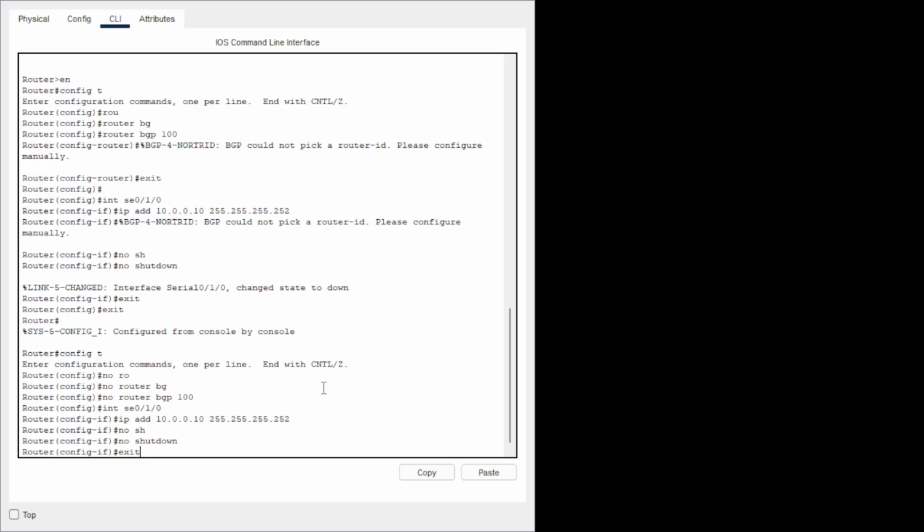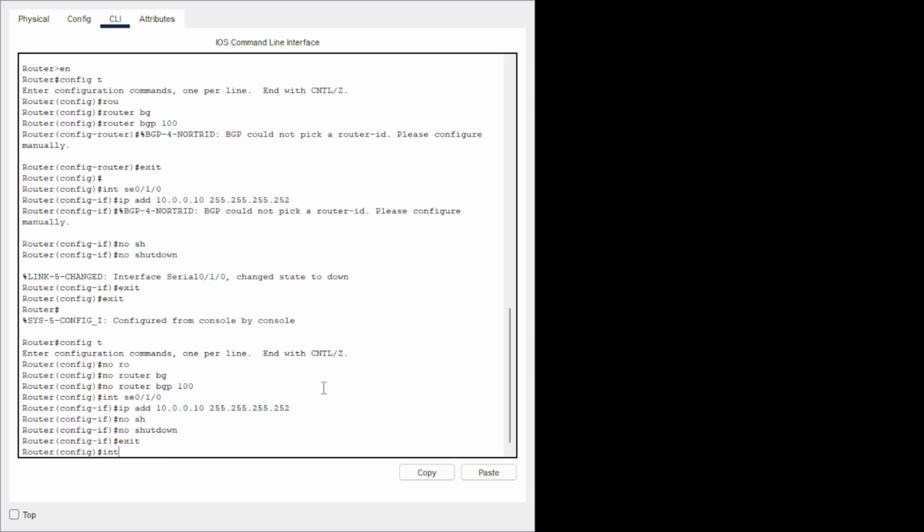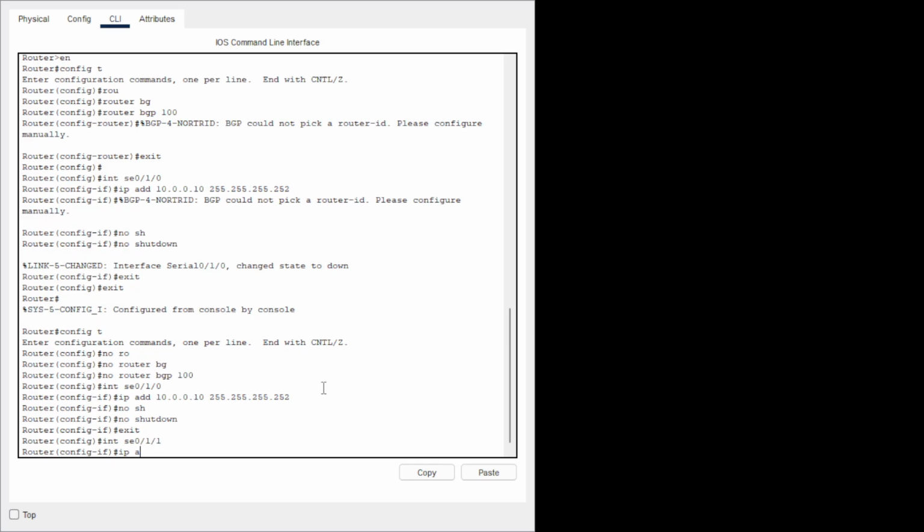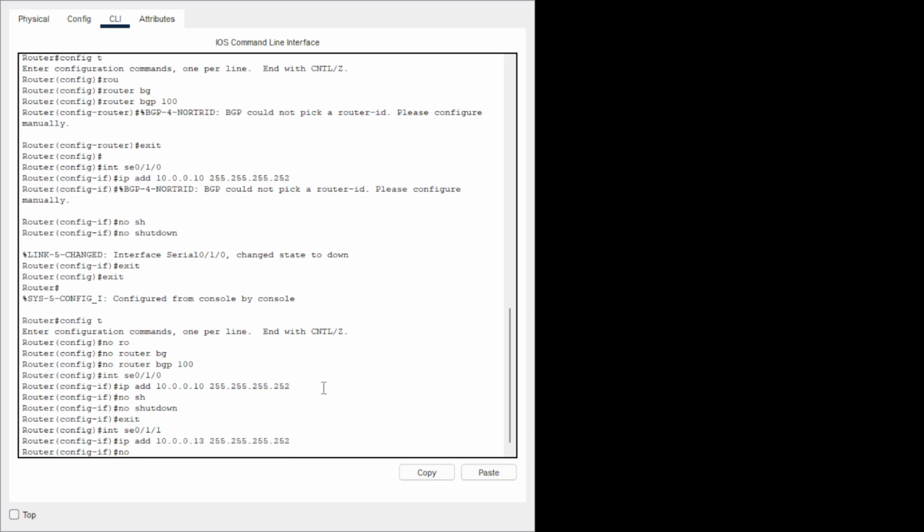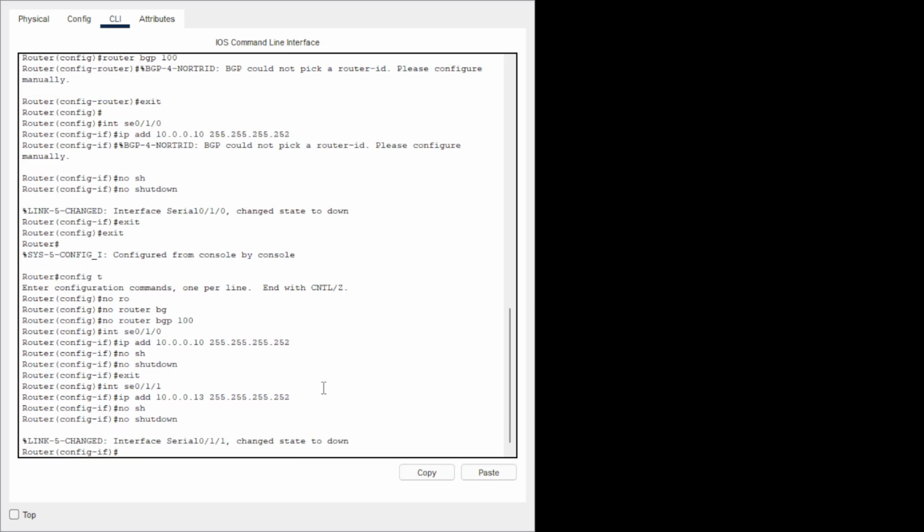and there is interface SE 0/1/1 with IP address 10.0.0.13, and the subnet mask 255.255.255.252, and no shutdown.